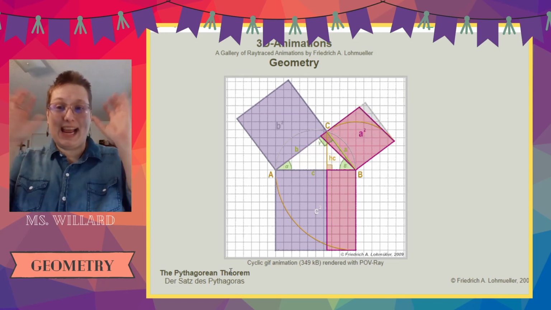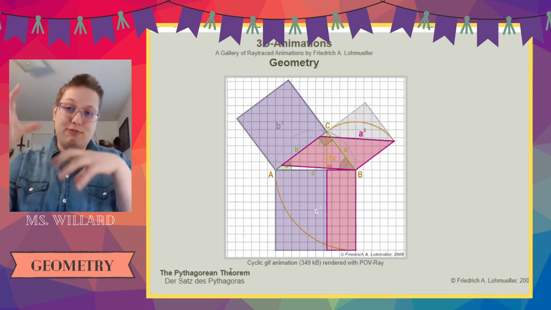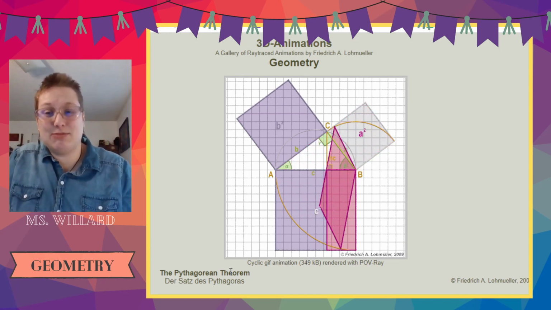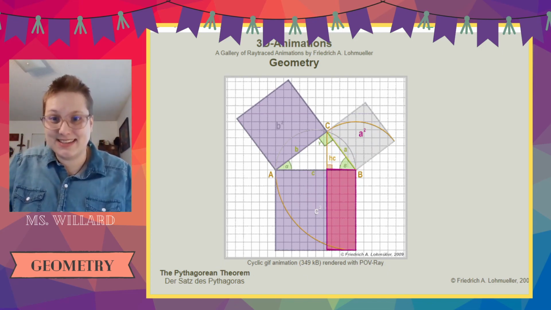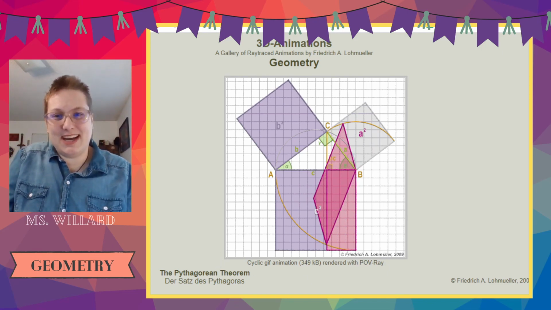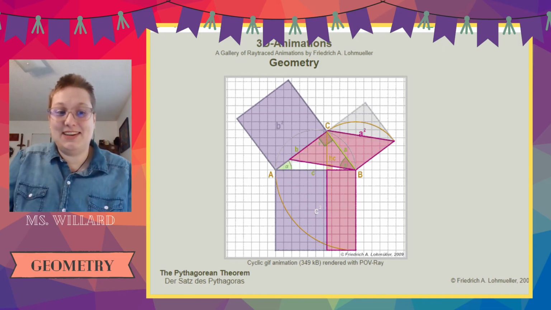So literally the area of these two boxes can fill up the area of the third box. That's what the Pythagorean theorem is. I don't know if that helped you. If not, it's okay, just do the math. All right, and I'll see you in the next one.